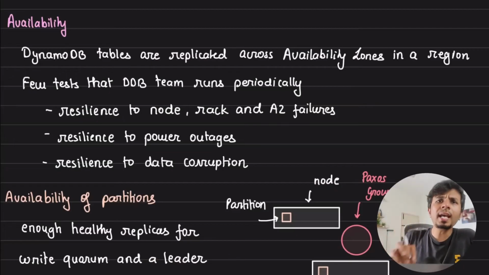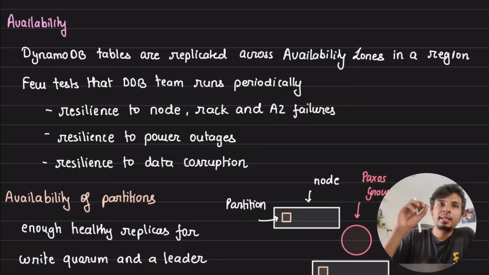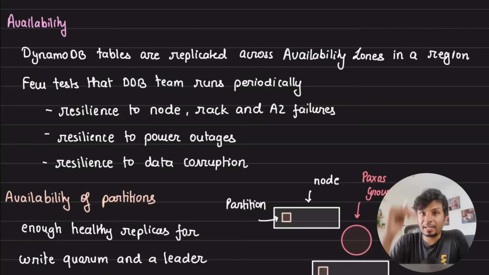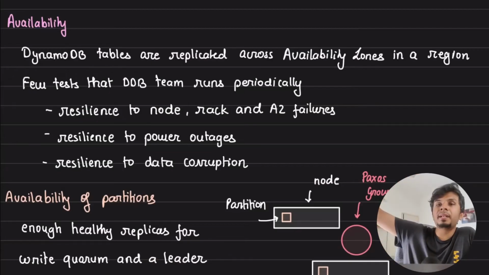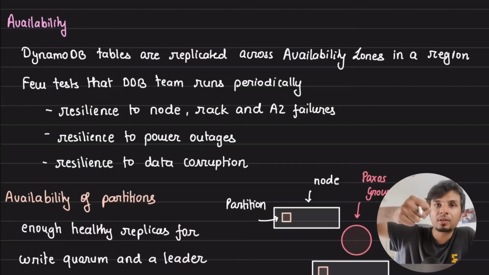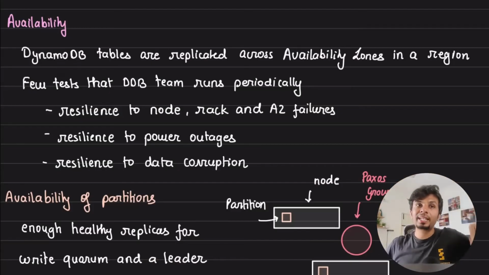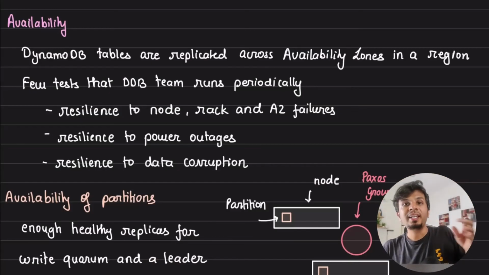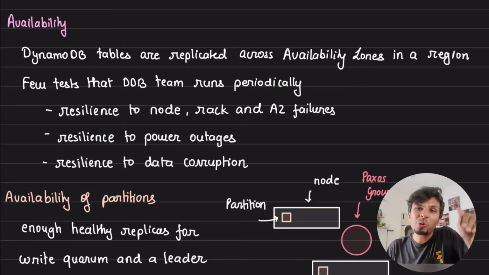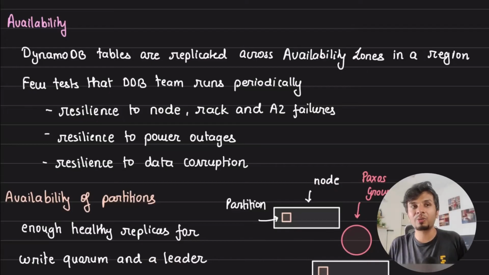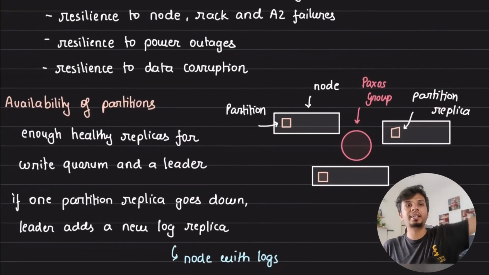What DynamoDB does over here is run a few tests every now and then. Think of it like Chaos Monkey. They check for resiliency against node failure, against rack failure, against availability zone failure. So if your storage nodes or your API server goes down, if the rack goes down, or if the entire data center goes down, it keeps on checking the resiliency across that. It keeps on checking resiliency against power outages. They own the infra. What if someone just unplugged the power, or the power went off for some reason? They ensure that their system is still functional even in case of a power outage. And resiliency against data corruption, with the integrity checks that we discussed.